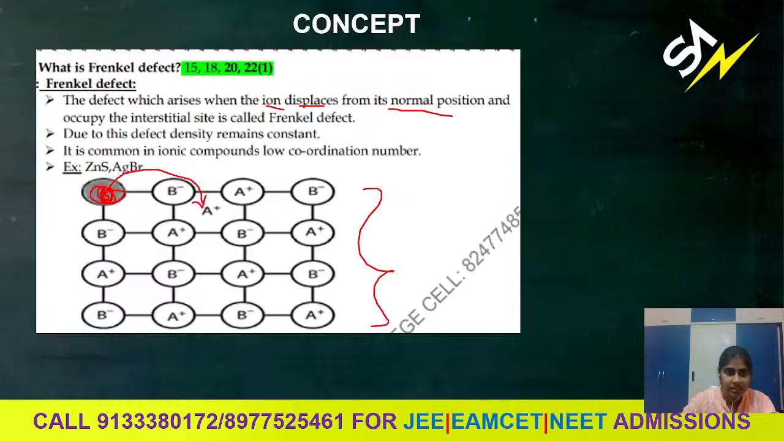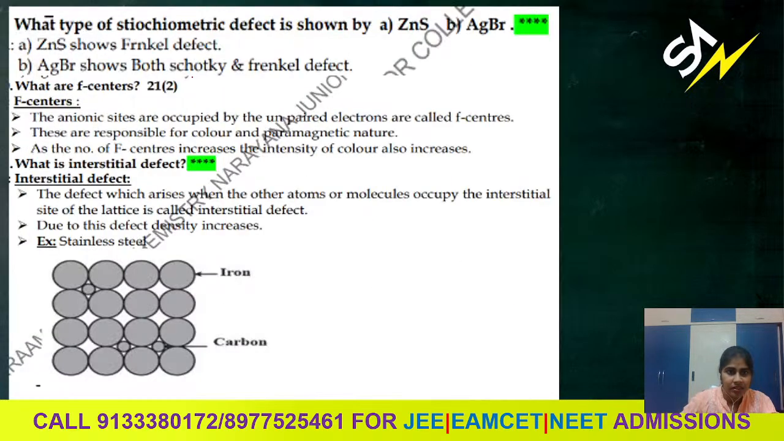And next we have a type of question on stoichiometric defects. Which type of stoichiometric defects are shown in ZnS and AgBr? Zinc sulfide shows Frenkel defect, and AgBr, silver bromide, shows both Schottky and Frenkel defects. You can expect this type of question also.